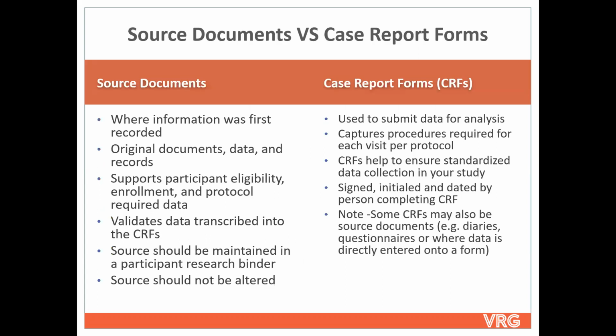So source documents is where the information is first recorded. It's the original document, like the EMR progress note. The data here supports the participant eligibility, so it indicates if they're eligible or not, and any protocol required data. It validates all the data that's on the case report forms in the database. It should be maintained in a participant research binder, and it should not ever be altered.